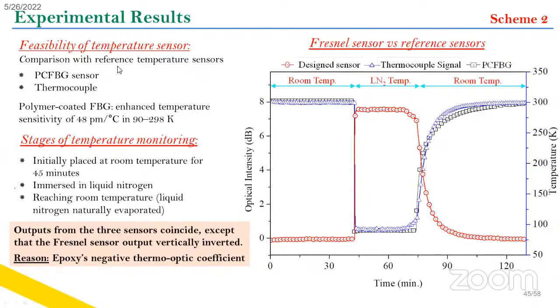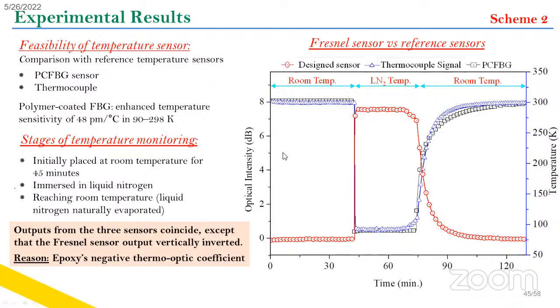So this is the experimental results. Initially, it is at room temperature, and liquid nitrogen is applied and it is warming up to room temperature. Here you can see the room temperature. Here the red one is the designed sensor, and the thermocouple is the traditional sensor. And we also use the PCFBG, that is another optical sensor I explained earlier, right? We are validating the sensor performance.